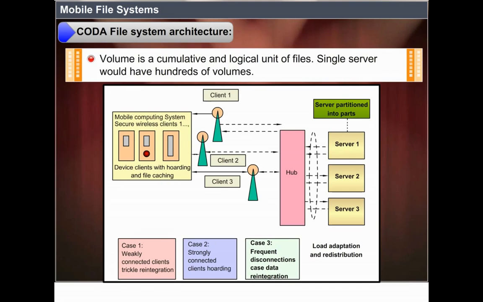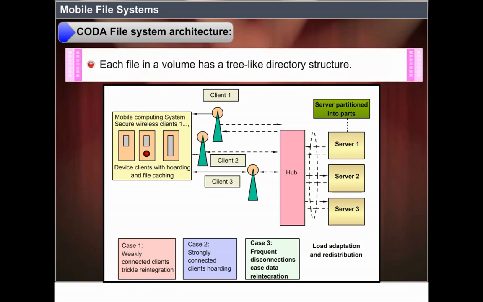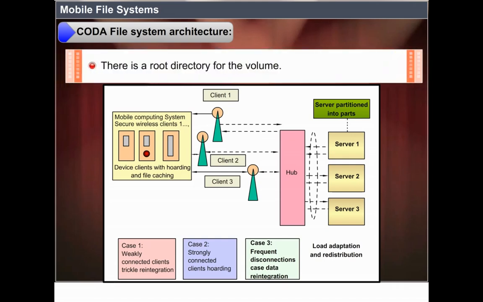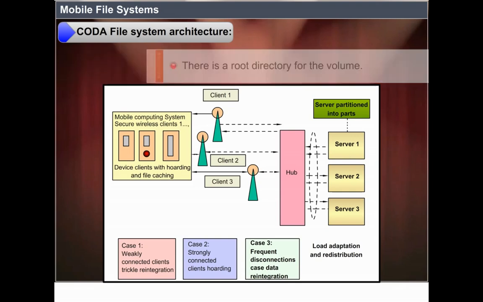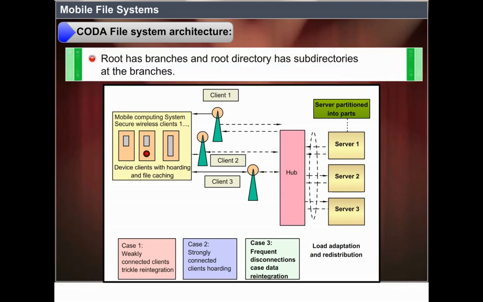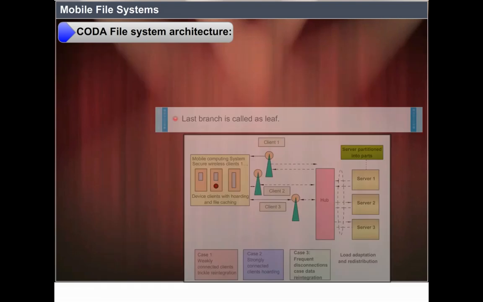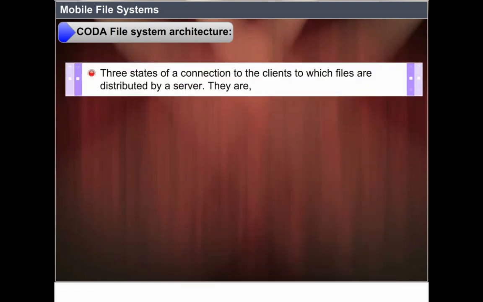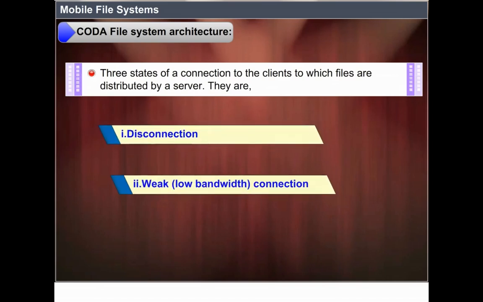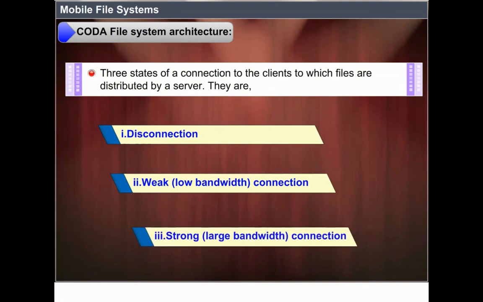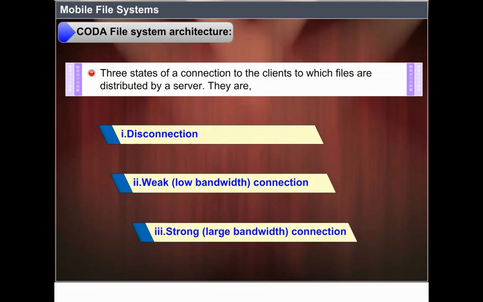A single server would have hundreds of volumes. Files in each volume have a tree-like directory structure. There is a root directory for the volume. Root has branches and the root directory has subdirectories at the branches. The last branch is called a leaf. Three states of a connection to the clients to which files are distributed by a server are disconnection, weak (low bandwidth) connection, and strong (large bandwidth) connection.